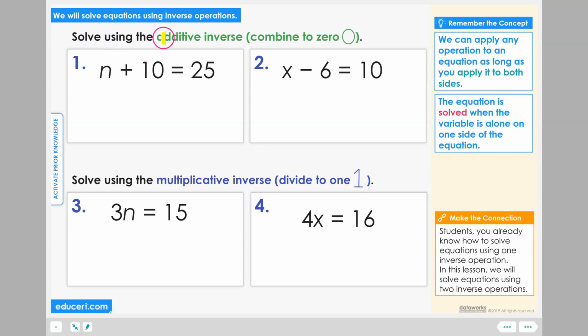Solve using the additive inverse. And the additive inverse is when we combine two values to equal 0. Problem number 1. N plus 10 equals 25.